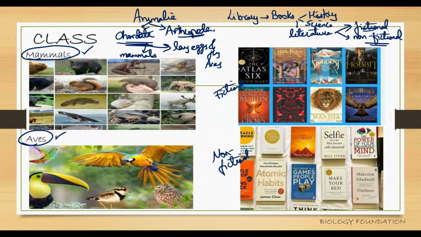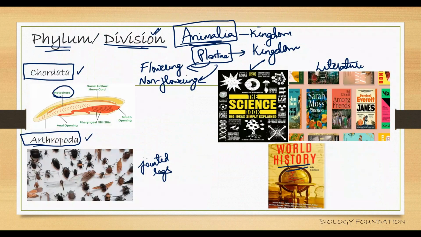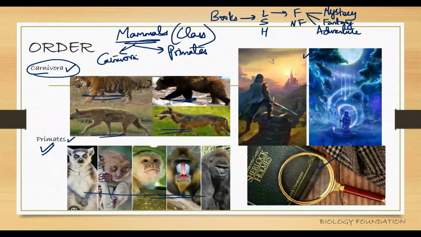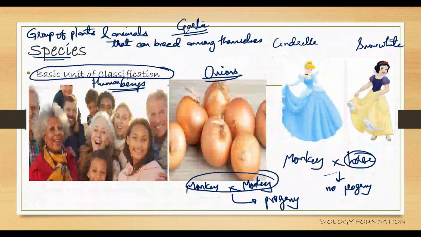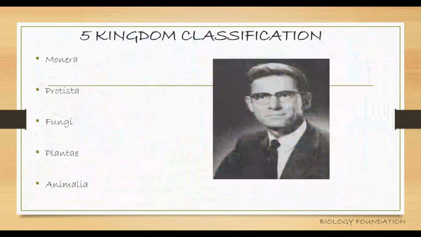So this is what I've already explained, where we compared the kingdom with a library, and then using the different genres, I've showed how actually species is the basic unit. Now, initially people thought that living organisms can be classified only as plants and animals. Therefore, initially all the organisms were kept only under two kingdoms, that is, under plants or in animals.